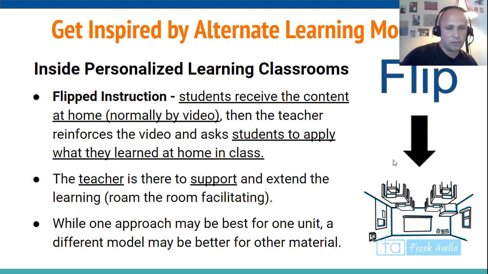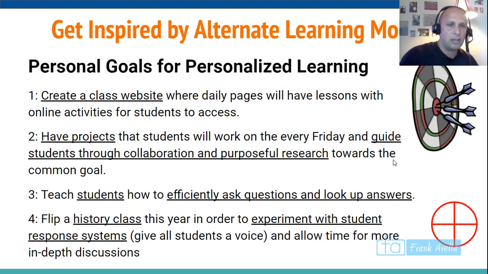Now, I said there are three approaches, right? While one approach may be best for one unit, a different model may be better for other material. So it depends. So here are some goals for personalized learning, and this is from the Google Trainer Center. One, create a class website. You could have daily pages with lessons and online activities. This is so you can personalize it for students and differentiate. Two, have projects that students will work on every Friday, for example, and guide students through collaboration and purposeful research towards a common goal.